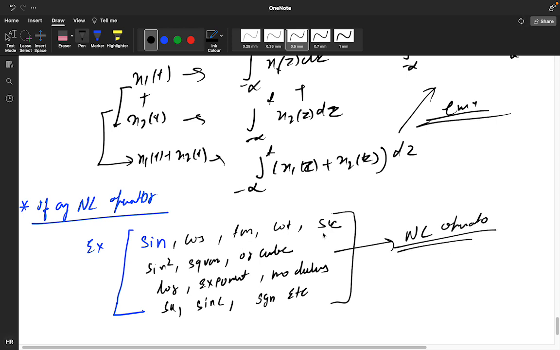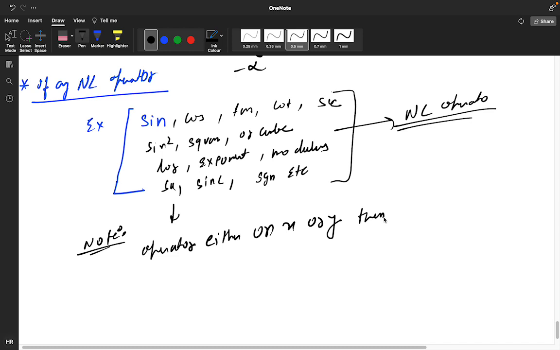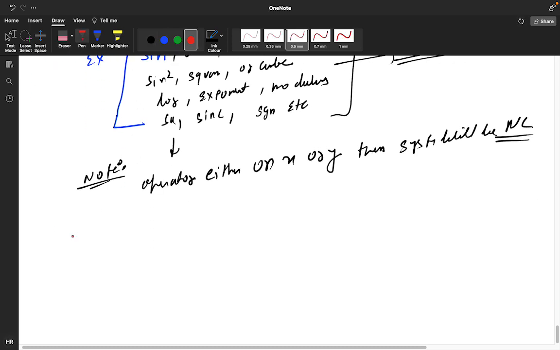Okay, sine, cos, tan, cot, sec, sine square, square function, cubic function, log, exponents, modulus, sampling, sinc, signum. So these operators, note it down. If we use any of these operators on x or y, the input or the output, then the system will be non-linear. Some examples are there. Write them out.